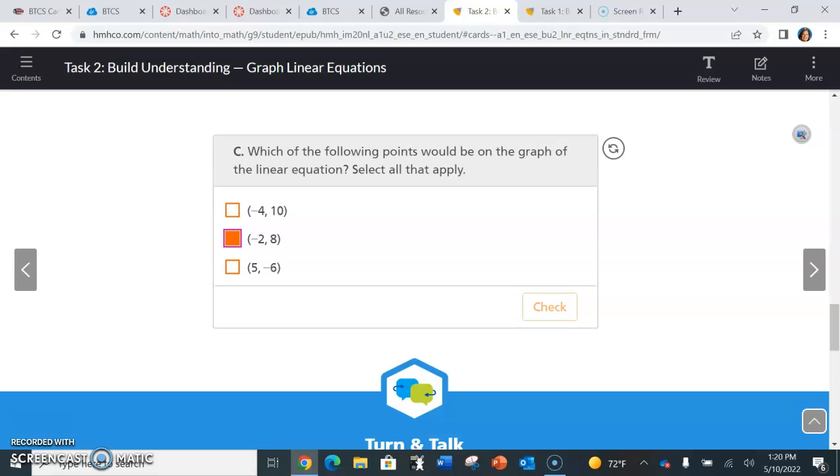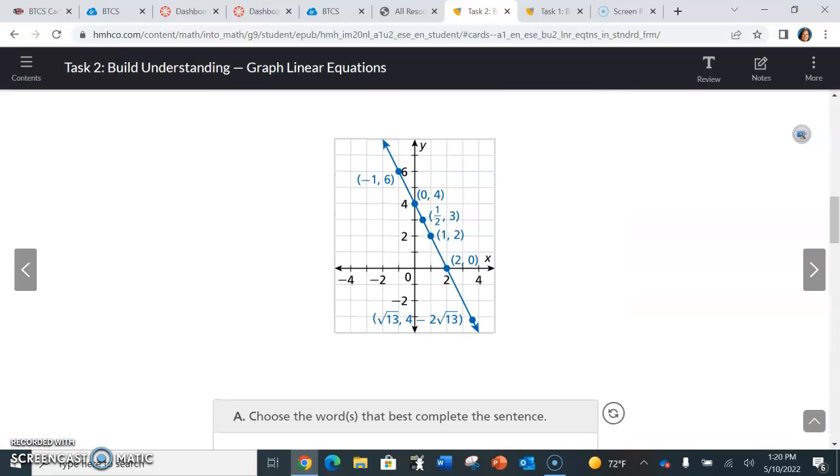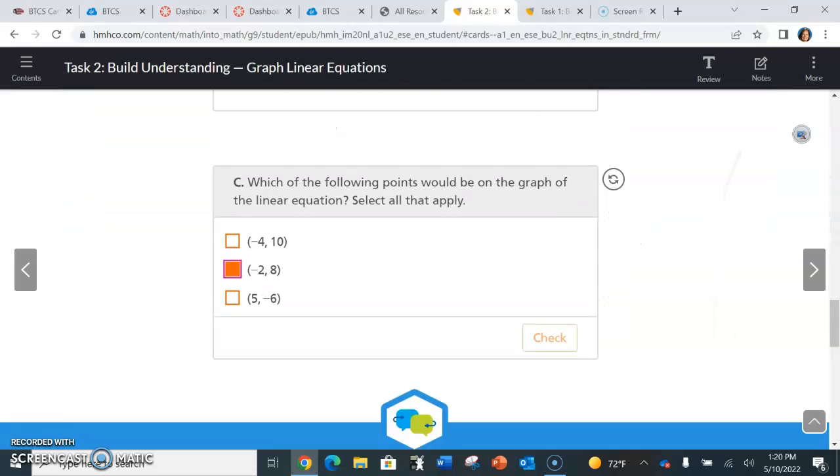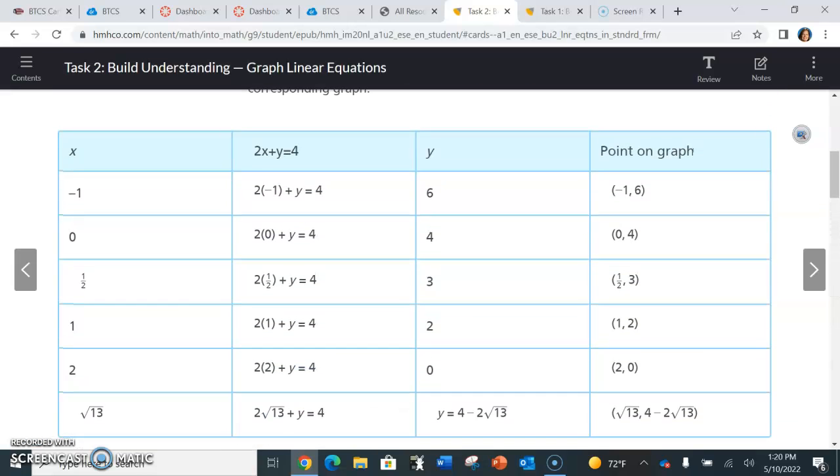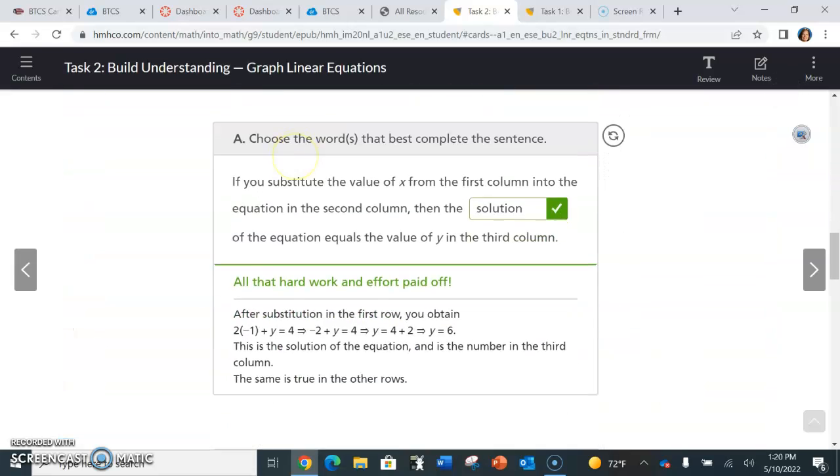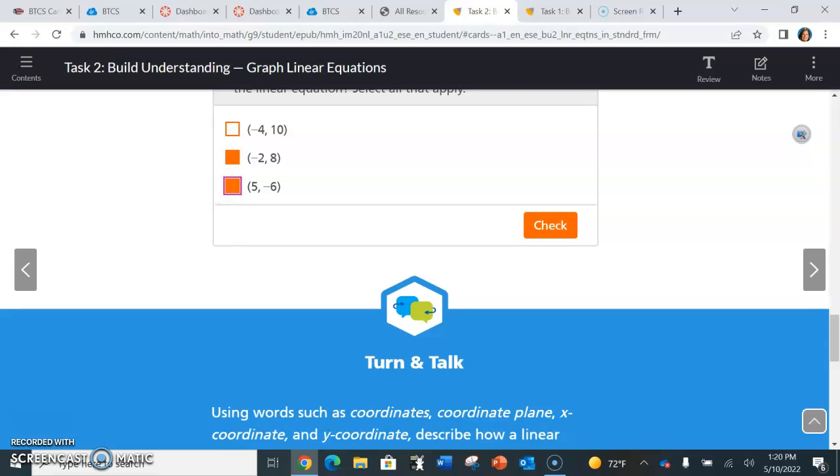All right, it says select all that apply, so we need to check the last point as well, 5, -6. So here's 4, so if we go out to 5 and go down, there's -2, 4, -6. It appears like it could be, but the graph isn't big enough to see. So let's go ahead and plug in 5, -6 to our x and y. 5 times 2 is 10. 10 minus 6 is 4. 4 does equal 4, so it does work as well.